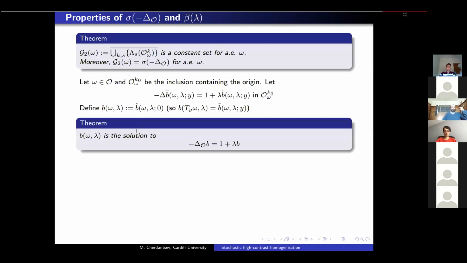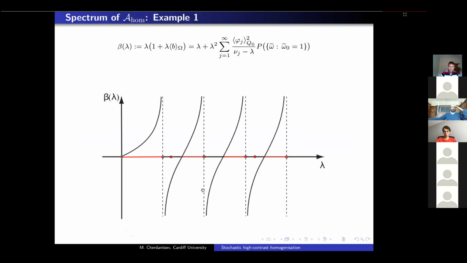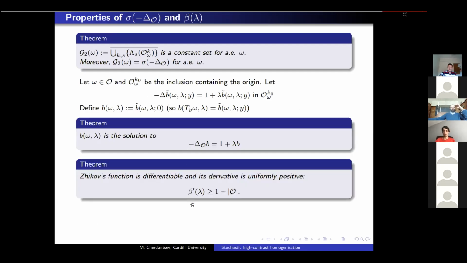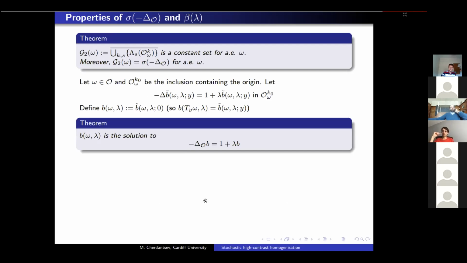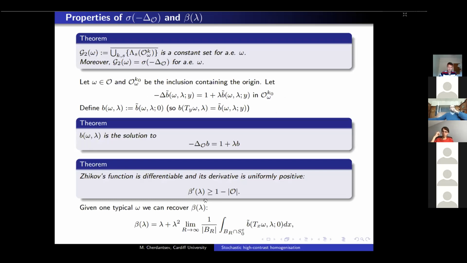Once you perform these constructions, which are very technical, you can prove that the function we defined is exactly the solution of the resolvent problem on the inclusion O. Also, it is important to have this representation to prove that the function beta, defined by this formula, is differentiable and its derivative is positive. This is how we know that we have this picture for our function beta of lambda in the general setting, and not just for some specific examples.